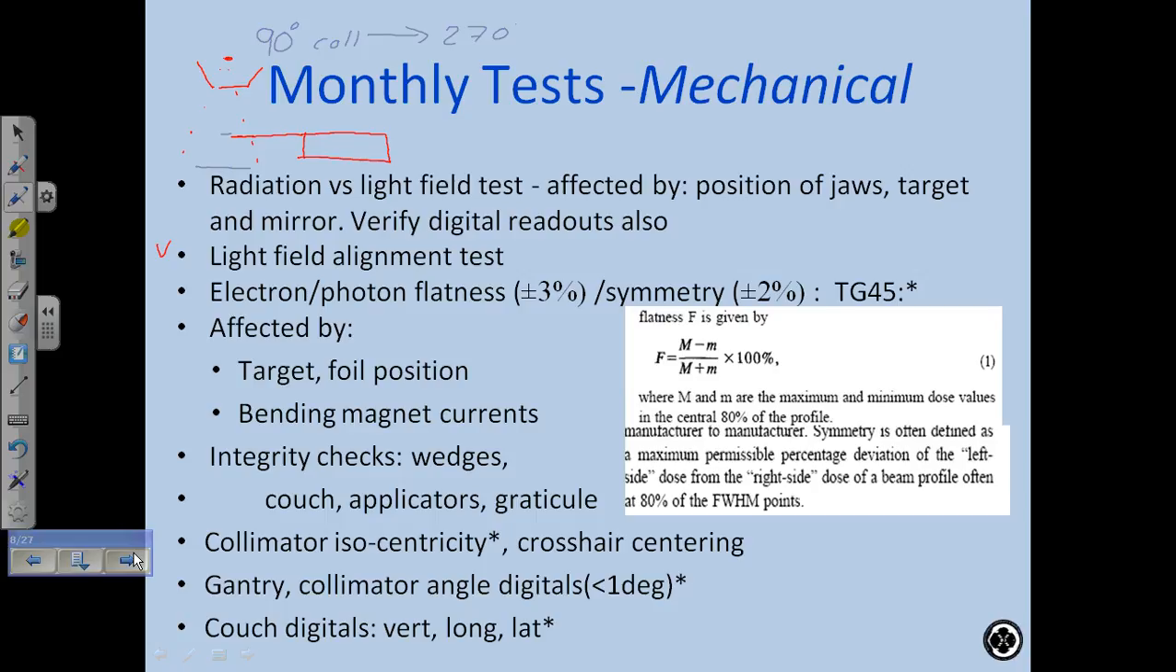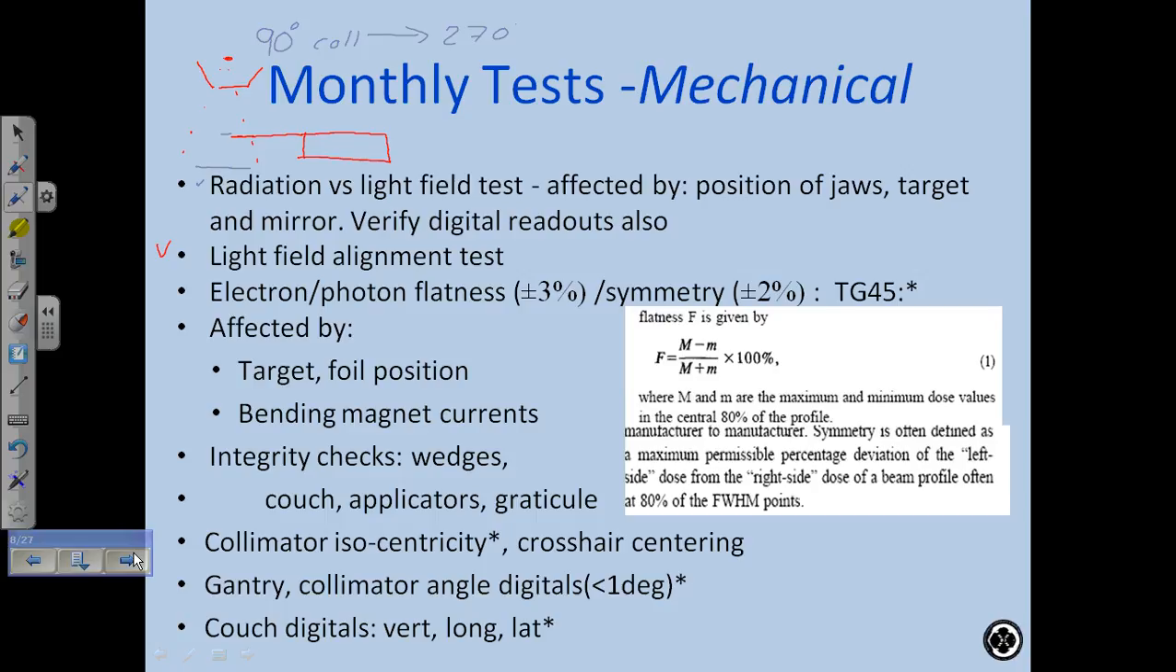And if there's a shift, it's telling me that as the collimator is turning, that light source is not aligned with the axis of rotation. Okay, so a lot of people don't do this, but you should probably do this before you do your light versus radiation field check, because they're not going to match if this doesn't work out. On newer machines, this test passes easily. On older ones, it doesn't pass so easily. Okay, target and mirror, verify the light field line. Okay. All right, and then flatness and symmetry.